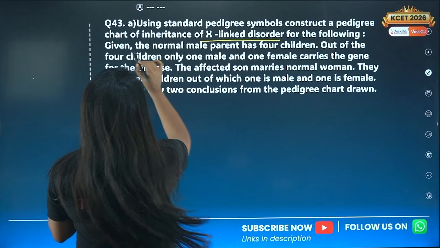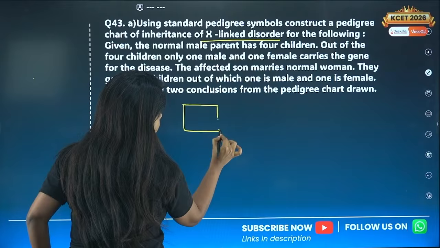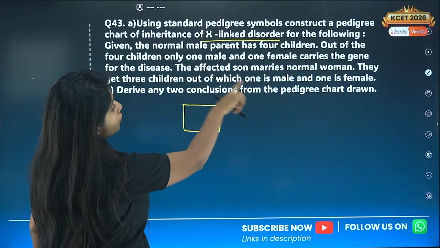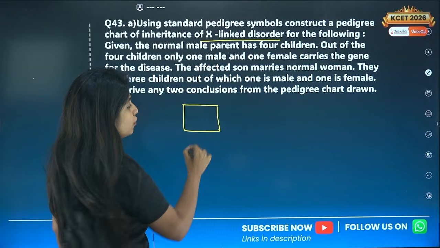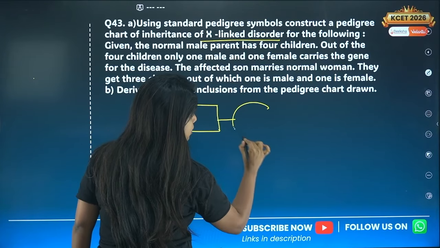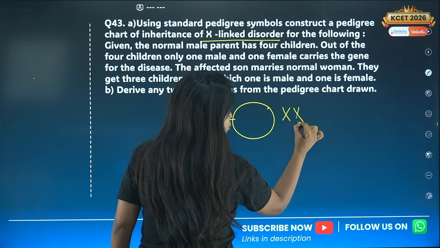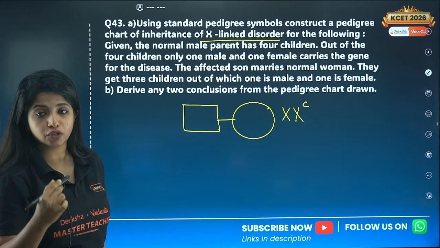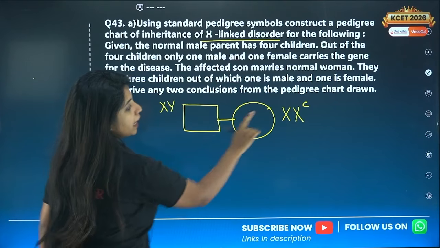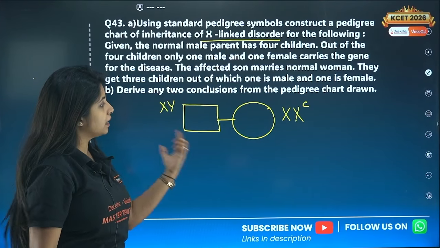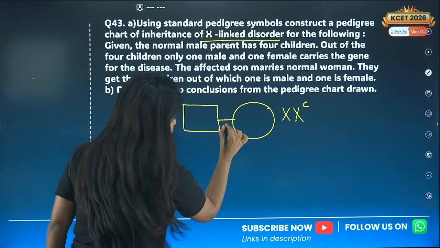First, we go line by line. So, the normal male parent has 4 children. This is the normal male. Out of 4 children, 1 male and 1 female carry the gene. That means you need to have an affected female, or a carrier female or a normal female. So this is the female that I have. Now, she can be just a carrier. Suppose it's a recessive disorder, you have to mention that it's a recessive disorder. And this is a male with XY. Why didn't I make it XA over here? Because in that case, all the children would be affected, right? But here it's not mentioned like that. Out of the 4 children, now they are having 4 children.